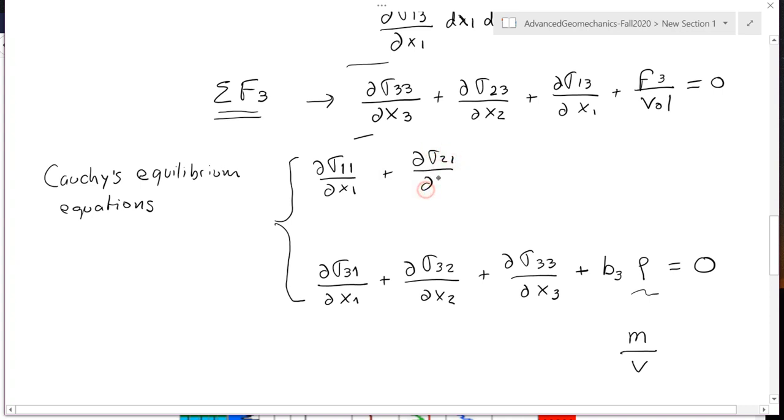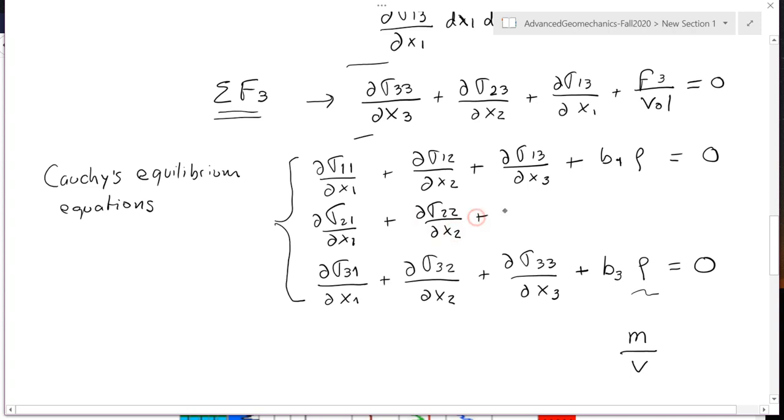And it's a little bit easier to remember written in this way. This is going to be sigma 1,1, sigma 1,2, sigma 1,3, plus the body force in direction 1 times mass density equal to 0, and sigma 2,1, sigma 2,2, and sigma 2,3 also equal to 0. All these partial derivatives and this entire differential equation is what is called the Cauchy's equilibrium equation or equations.